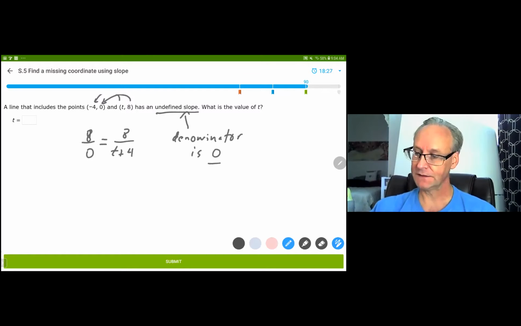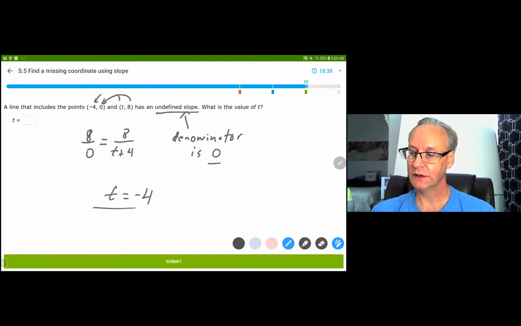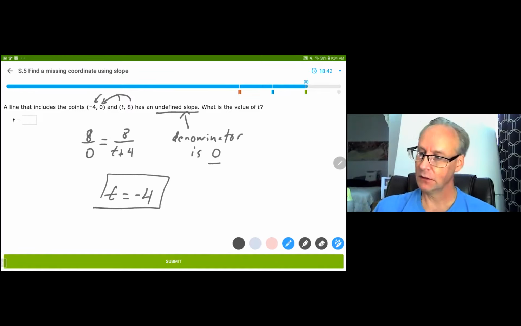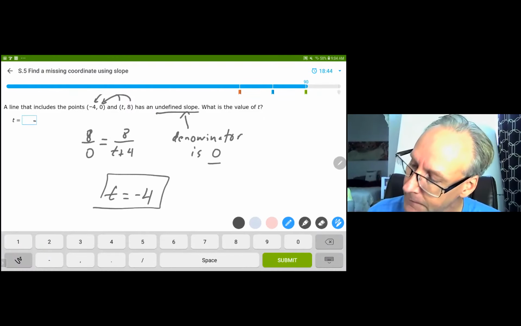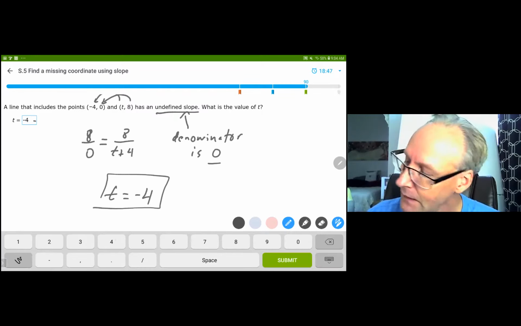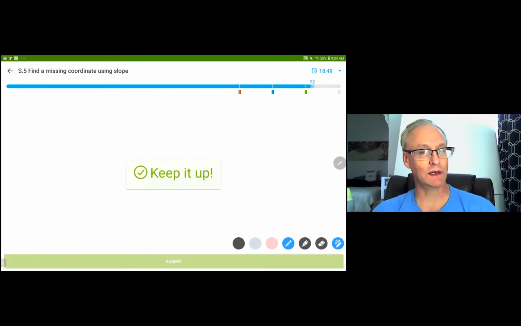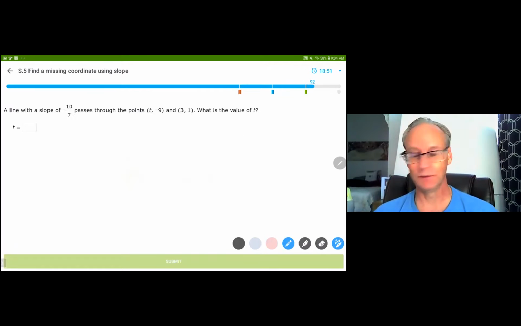And if you look at this, t plus 4 has to be equal to 0, doesn't it? I could cross multiply and divide, but if t plus 4 is 0, then t must be negative 4. That would give me a denominator of 0 for my slope. So negative 4. I did not expect to see that one, so it was a really good one to include.